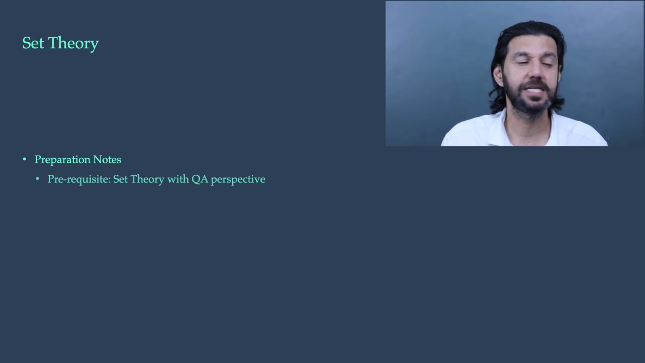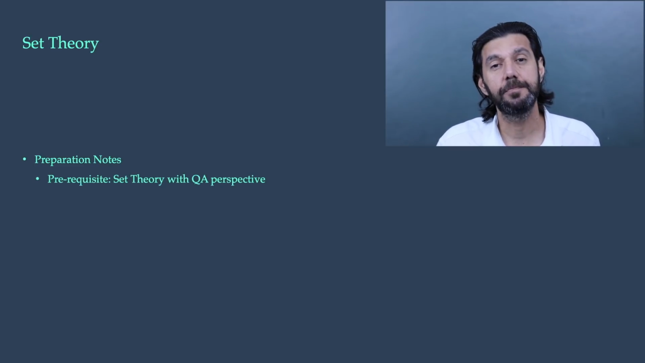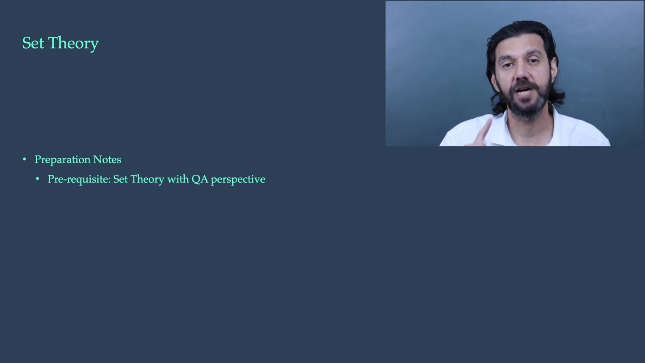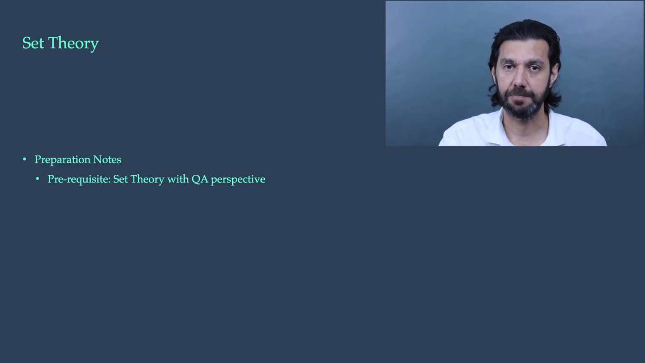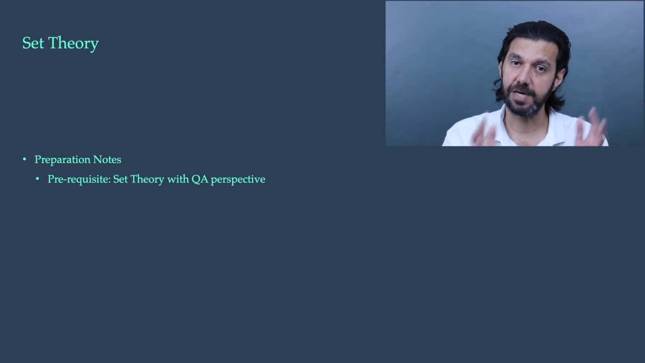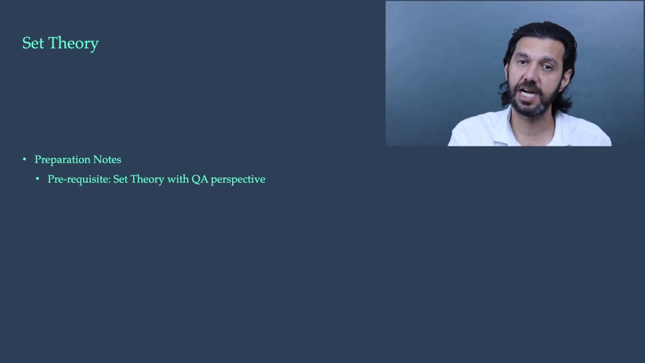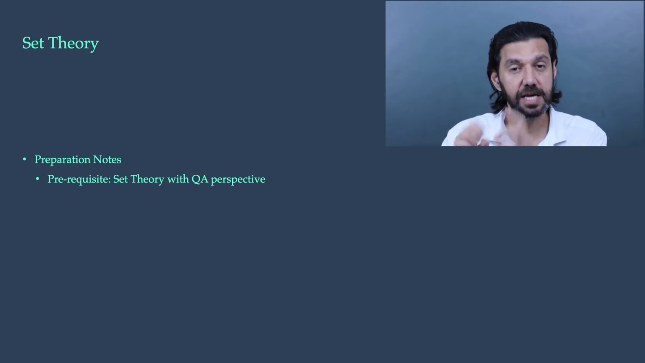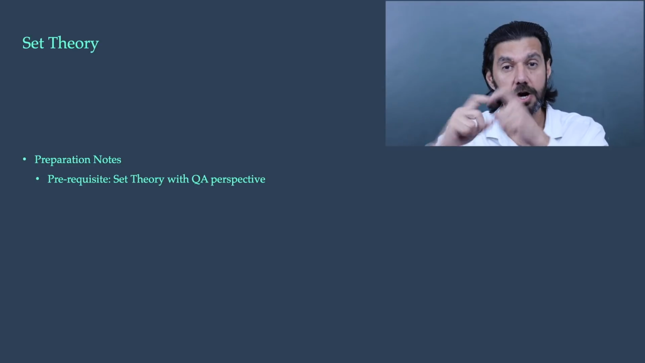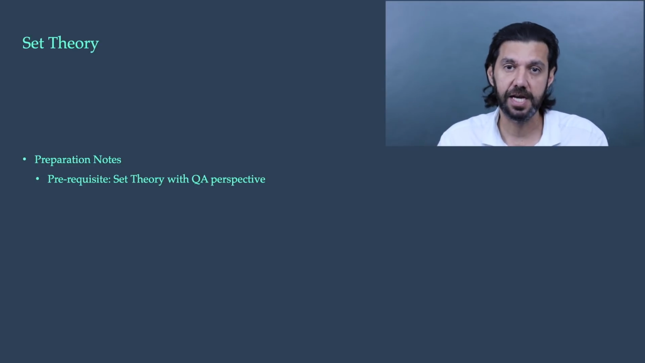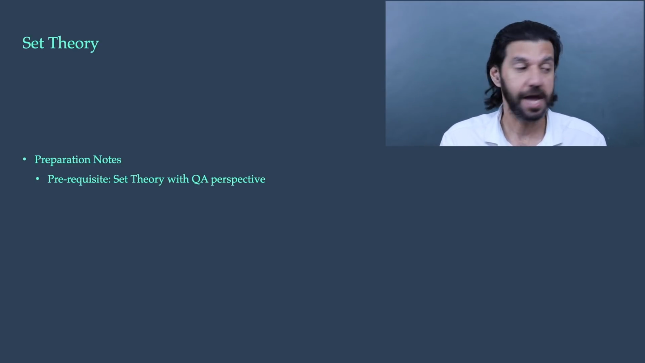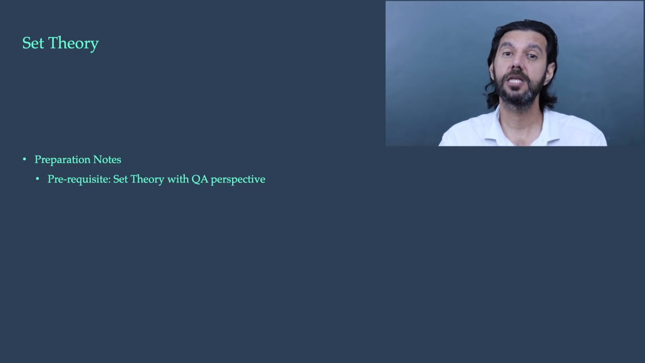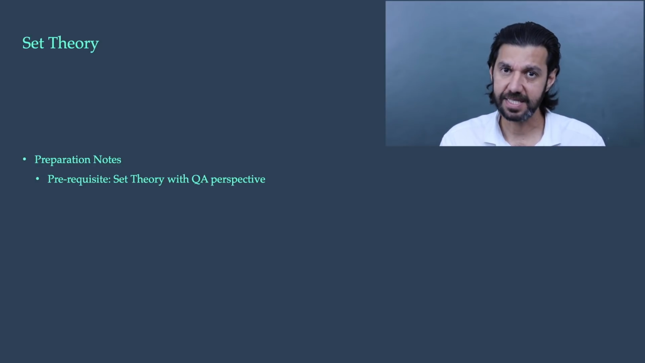Set theory is next. Now, to prepare for set theory, the prerequisite is you need to have done set theory with a QA perspective. So in QA and DI, what's the difference? It's the same set theory, but in QA, the data will be more straightforward. In DILR, the data will have something missing, will have a lot more variables needed, will have a lot of linkages between different unions and intersections. So that is how I can make 3-4 questions on the same set.